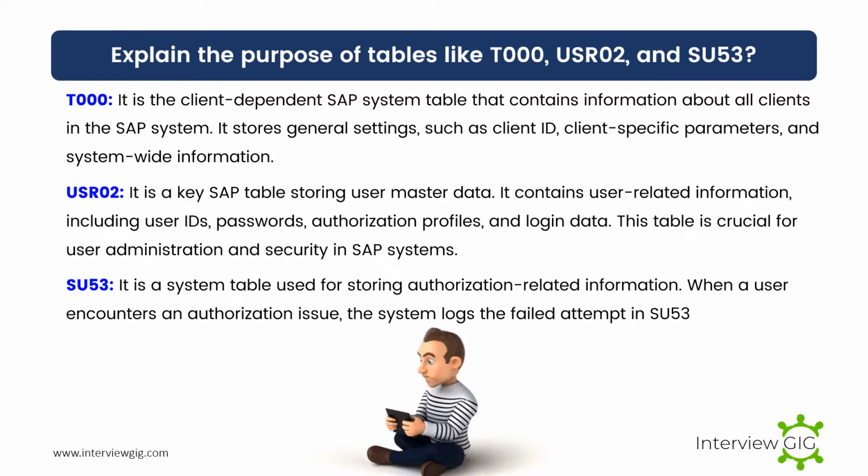USR02, it is a key SAP table storing user master data. It contains user-related information, including user IDs, passwords, authorization profiles, and login data. This table is crucial for user administration and security in SAP systems. SU53, it is a system table used for storing authorization-related information. When a user encounters an authorization issue, the system logs the failed attempt in SU53.